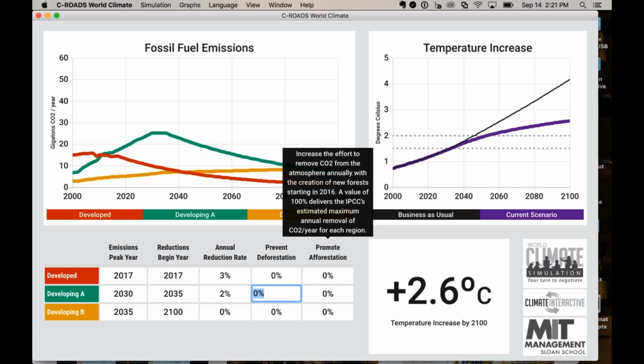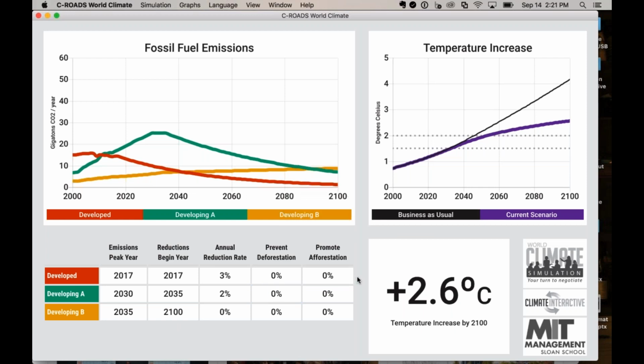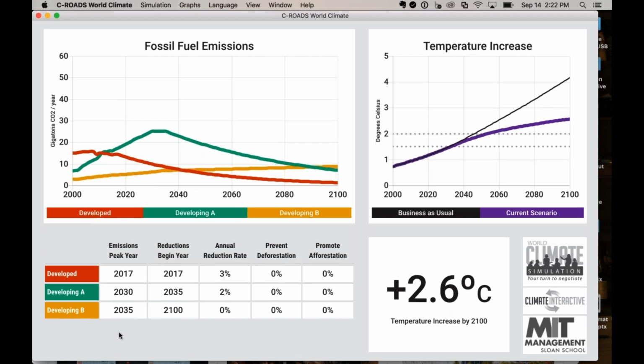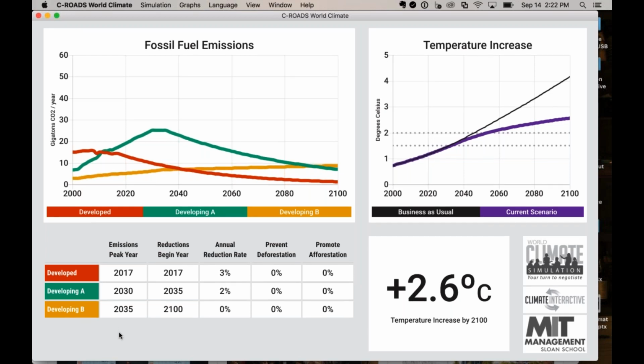And so if you're playing the World Climate Simulation, you're facilitating, you would have each of your groups announce their policies and any stipulations that go along with those policies. So sometimes, for example, the developing B group or the other developing group might come up to the front of the room and say, well, if we get $20 billion in financing, we can then peak our emissions in this year and then begin to reduce.